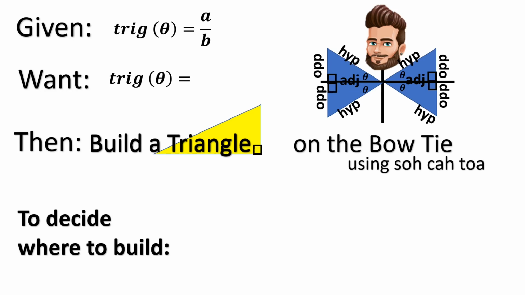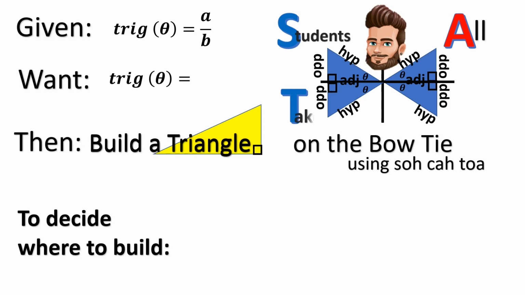To decide where to build the triangle, you will use the acronym A, which stands for all, S, students, T, take, C, calculus. The acronym helps us remember which trig functions are positive in a given quadrant.